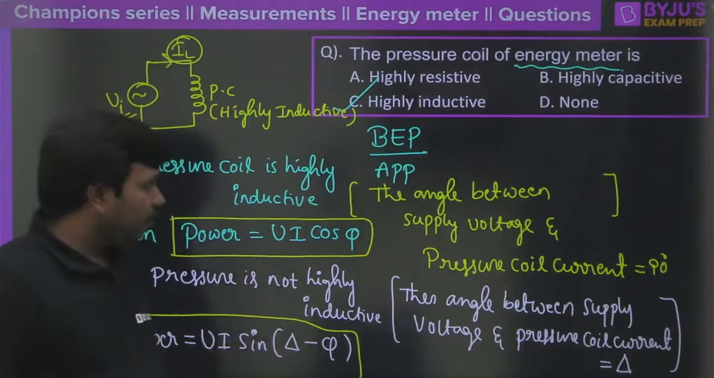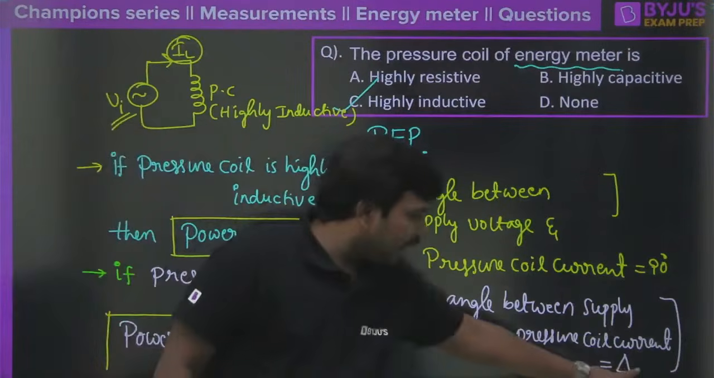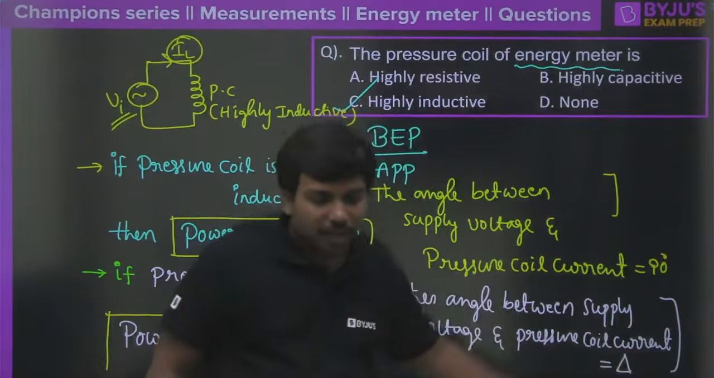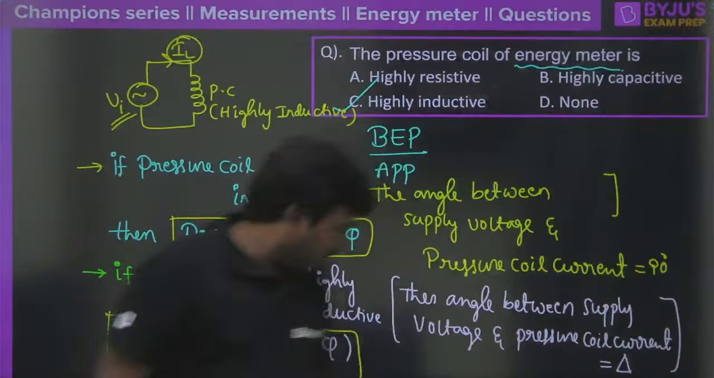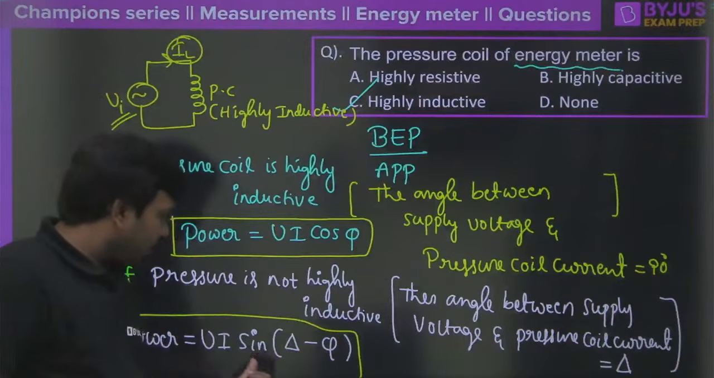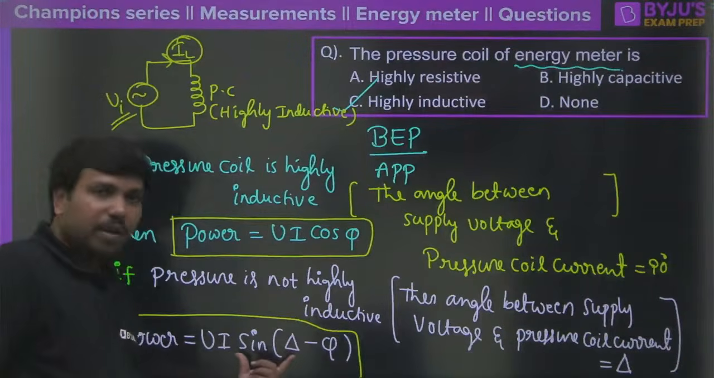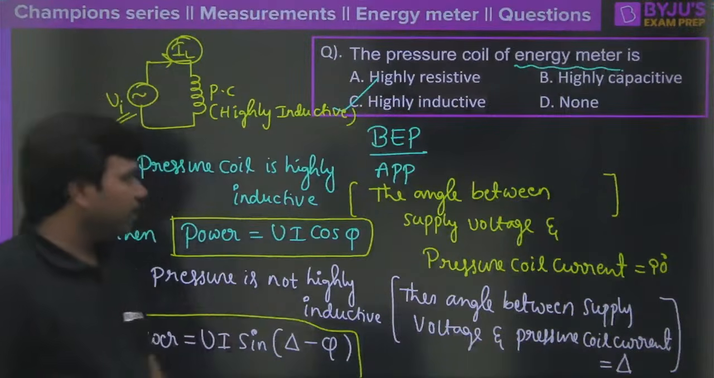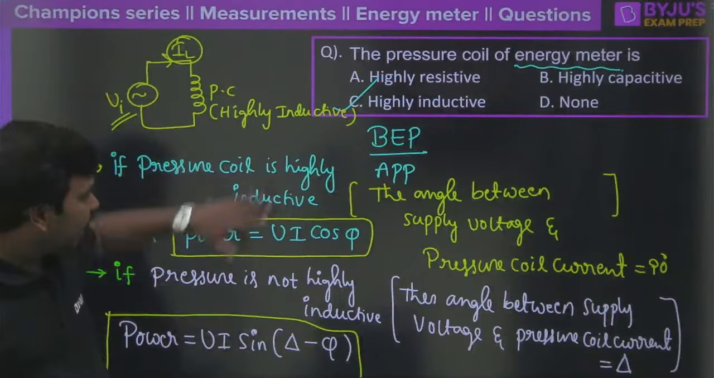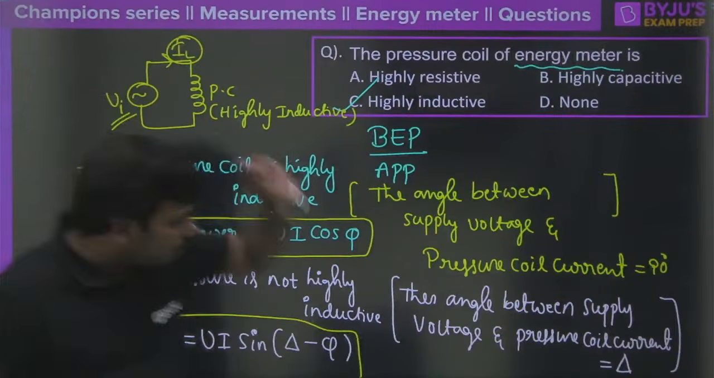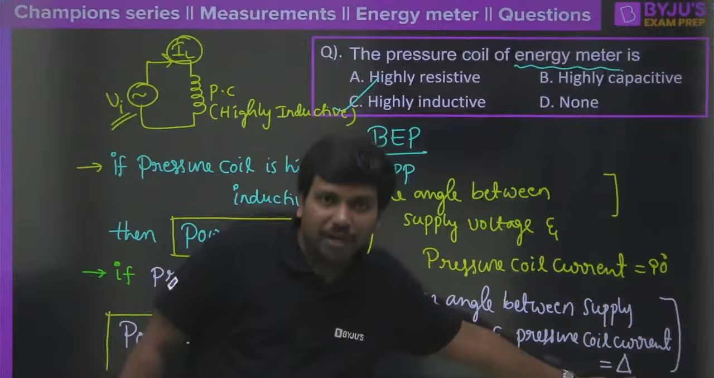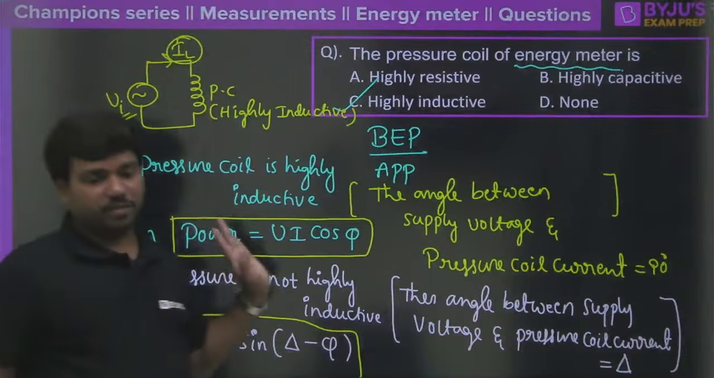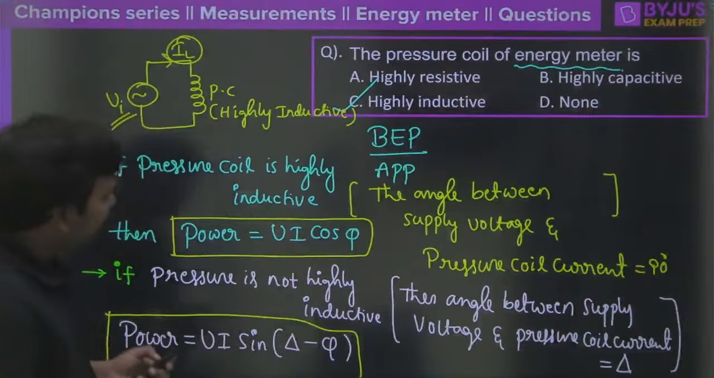Now suppose I keep delta equal to 90. If I substitute 90 here, sin(90 minus phi) becomes cos phi. Clear? Then you will get this one. So you must be very clear and clever: if it is highly inductive, the only thing we need to do is keep delta equal to 90. If you keep delta equal to 90, this expression will become this expression. Simple.